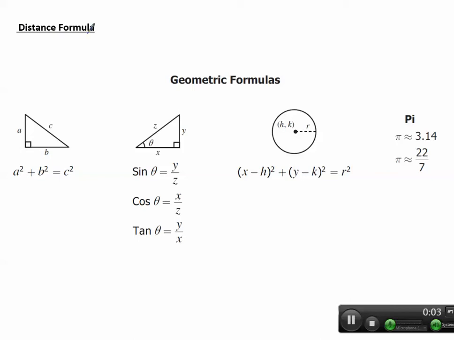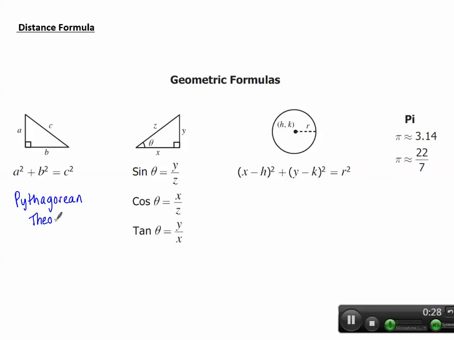Distance formula. Here is a clip from our SOL formula sheet. These are geometric formulas. These are just some of the ones that you are given during your course in geometry and when you take the SOL. Here's a right triangle with the legs labeled A and B and the hypotenuse labeled C. This is called the Pythagorean theorem.